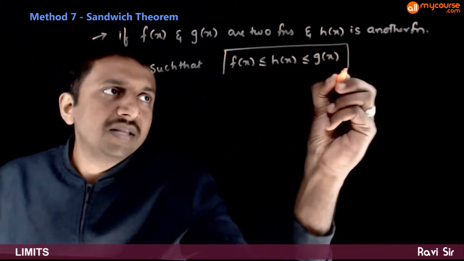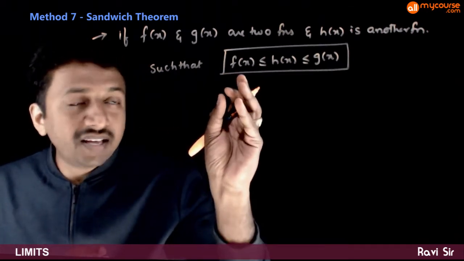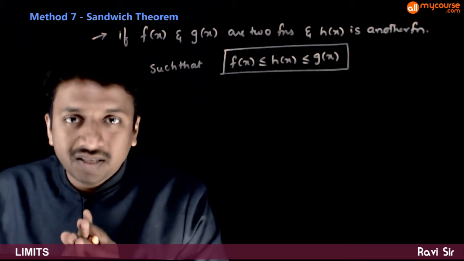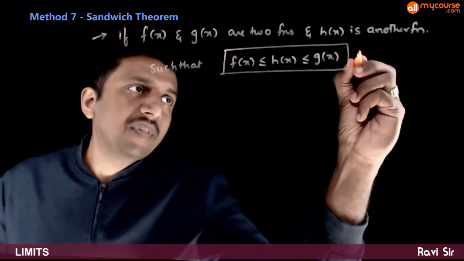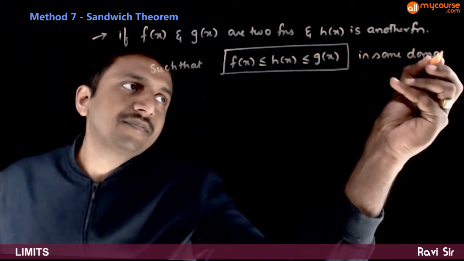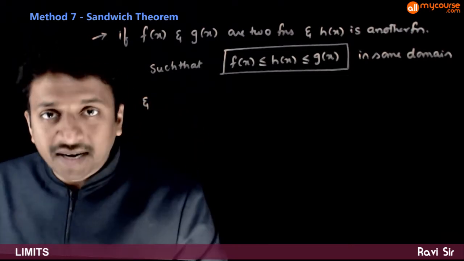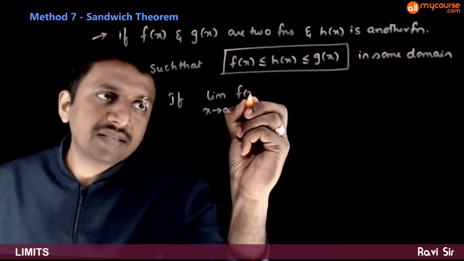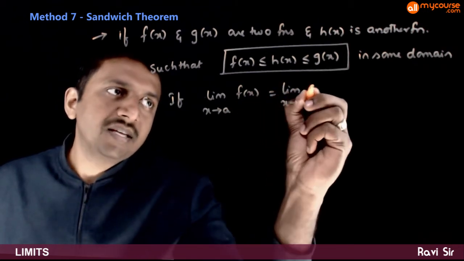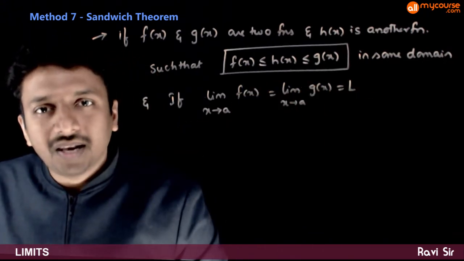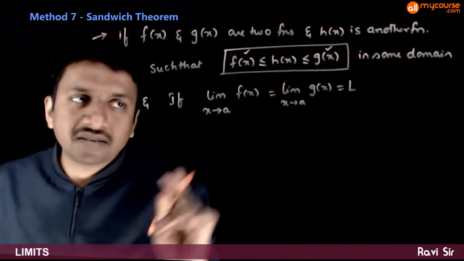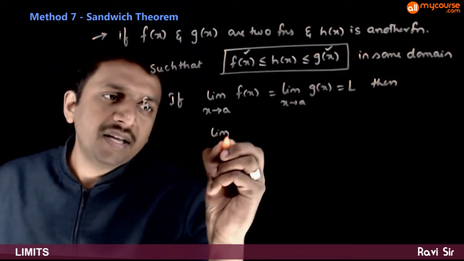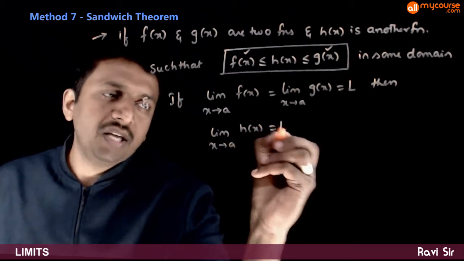So if you have three functions which satisfy the condition that the first function is always less than or equal to the second function is always less than or equal to the third function in some domain, and if limit x tends to a, f of x is the same as limit x tends to a, g of x is the same as some limit L. So if f of x and g of x as x tends to a tend to the same limit, then limit x tends to a, h of x will also be equal to L.